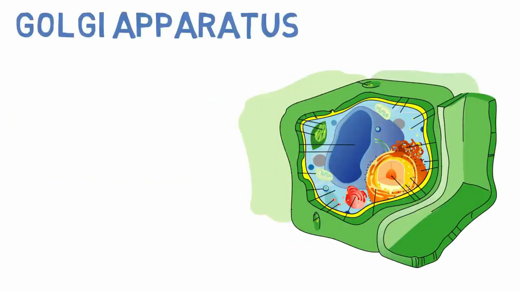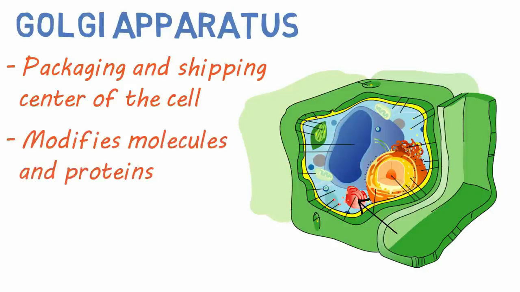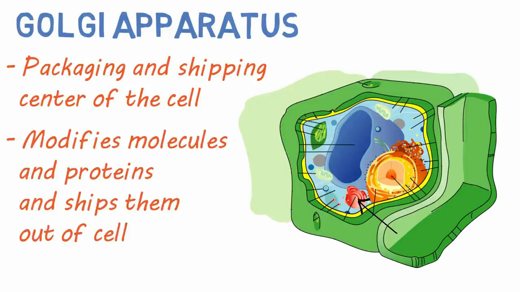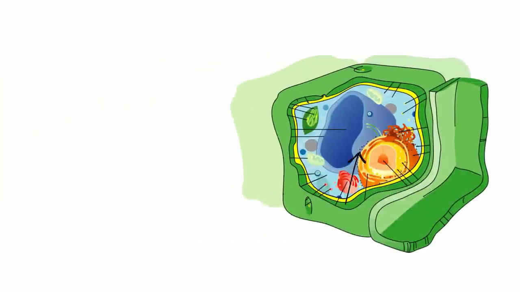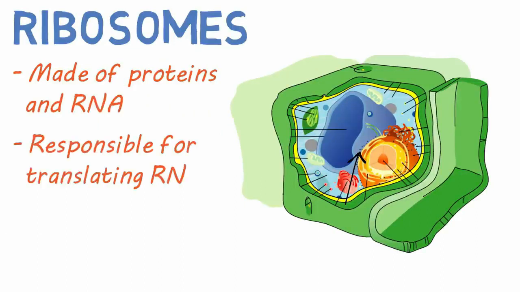The Golgi apparatus or Golgi body is the packaging and shipping center of the cell. It modifies molecules and proteins produced by the cell and sends them in vesicles to be shipped out of the cell. Ribosomes are next, and they are small structures throughout the cell made up of proteins and RNA. They are responsible for translating RNA into proteins for use in and out of the cell.